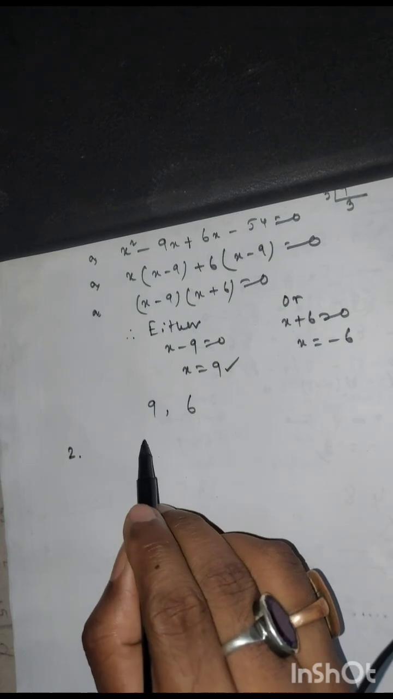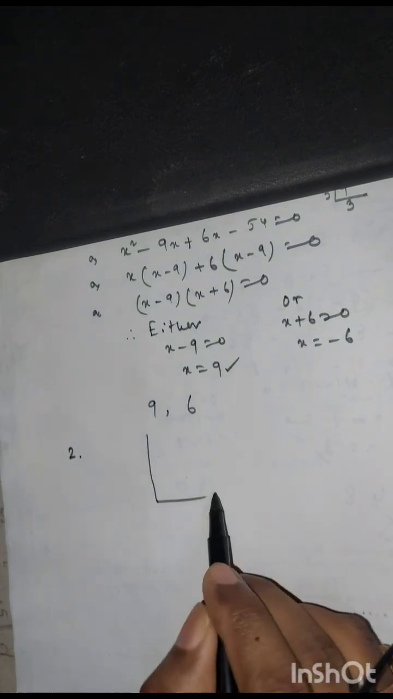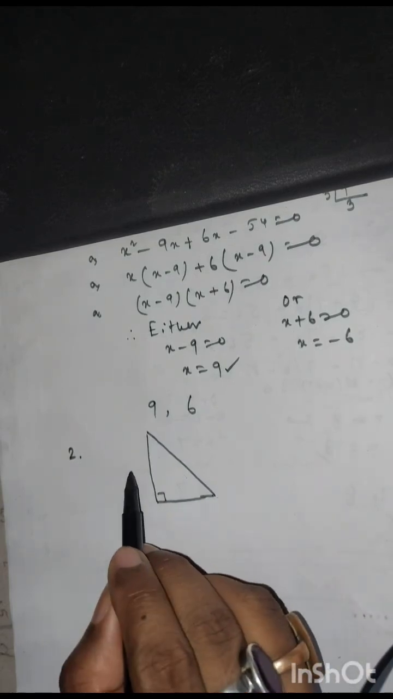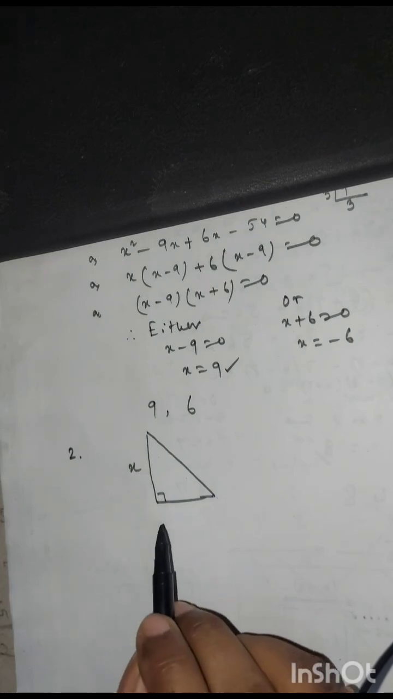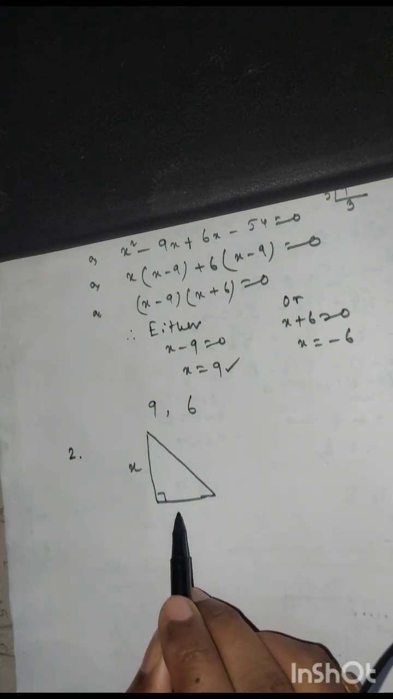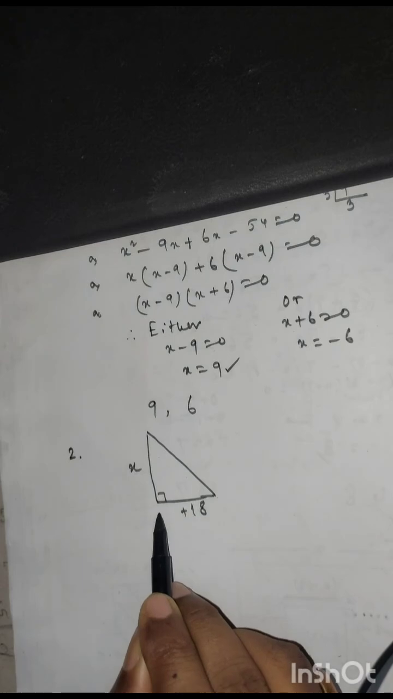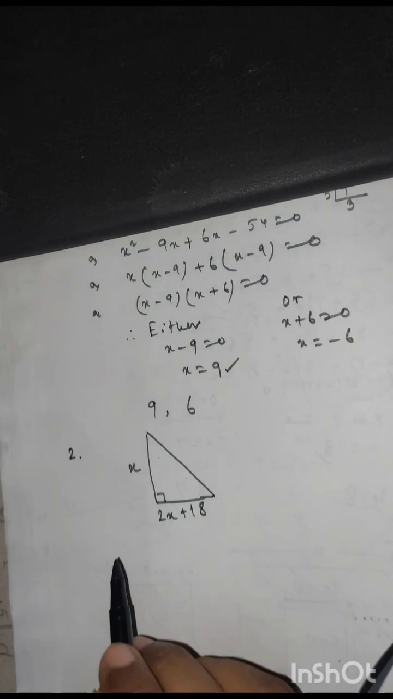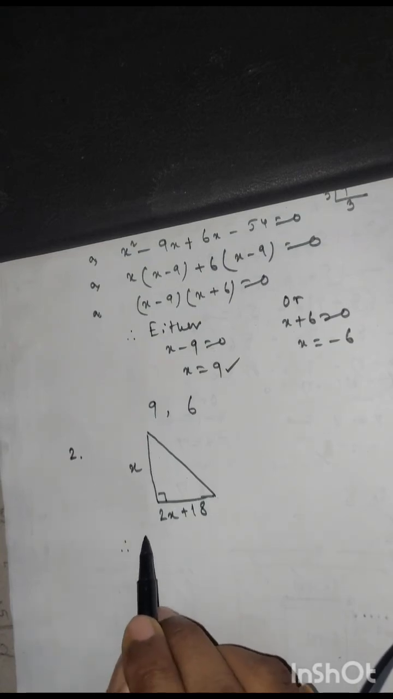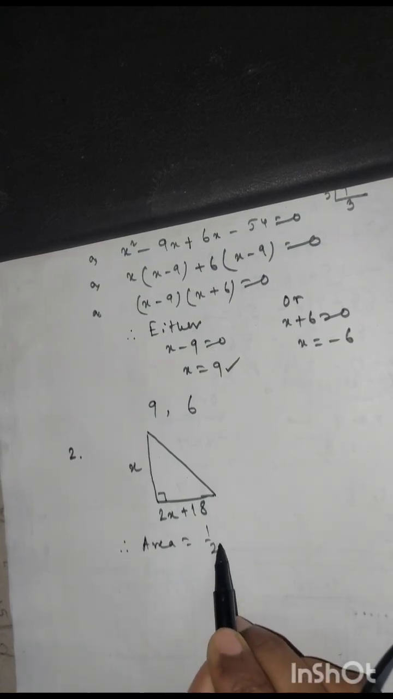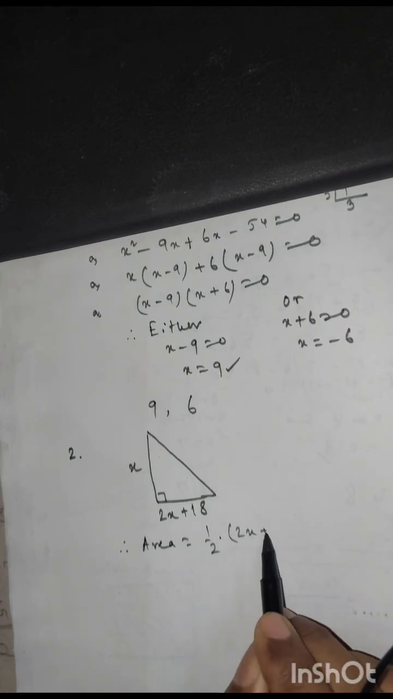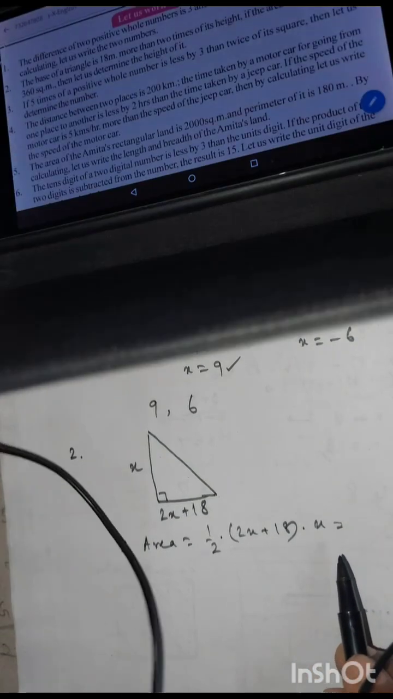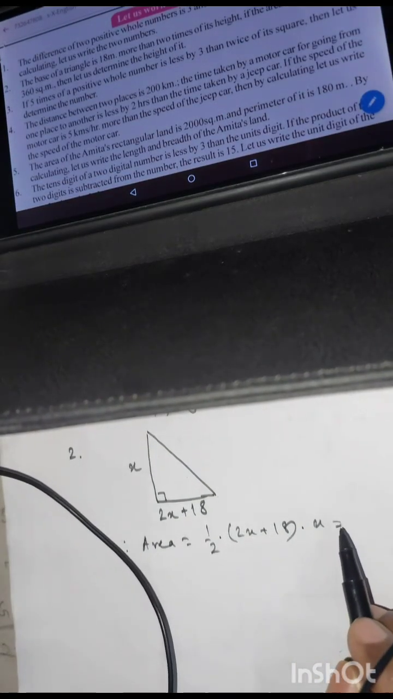So let us assume this is a right angle triangle whose height is x. So according to the question, the base should be 18 more than 2 times its height, and the area is half into base into height, which is equal to 360 square meter.